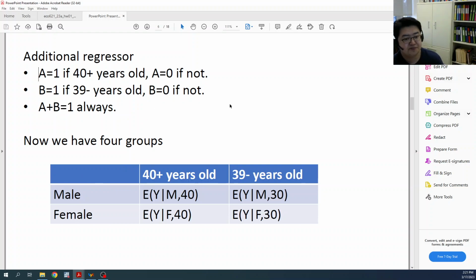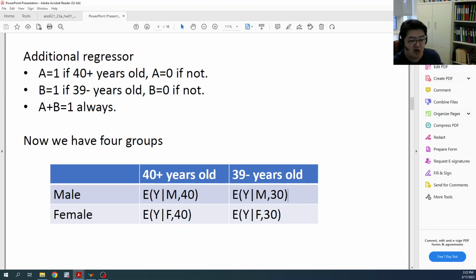So then you can think of it as 4 different groups in your sample. With these four dummy variables, M, F, A, B, make up four groups, and the groups are defined this way. I will simply call them in their 40s, 40 years old and 30 years old, right? Simply. So you have to think about these four groups.